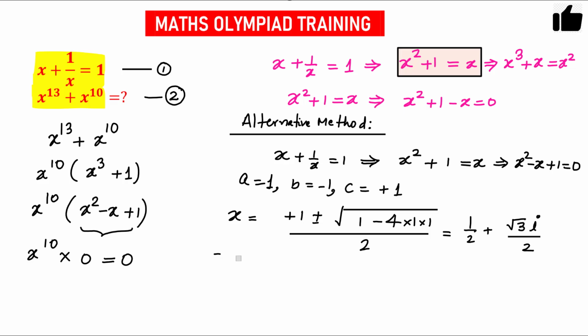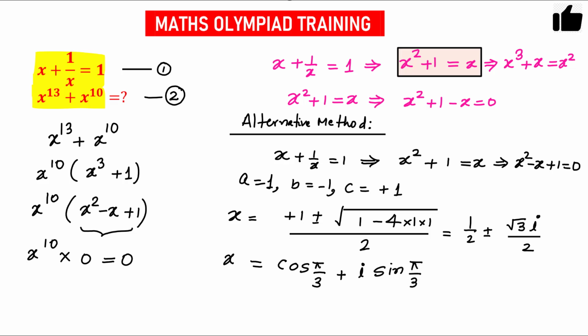Now see, I can take the help of complex numbers. 1 by 2, what is this? This is cos pi by 3. So now I can write x equals, both roots are possible, so plus minus cos pi by 3. So 1 by 2 is nothing but cos pi by 3. And let us consider the plus root. Then you will have i, and root 3 by 2 is what? Sin pi by 3.